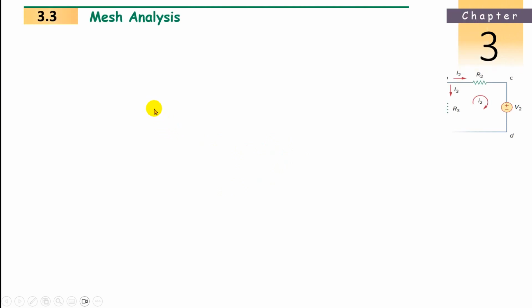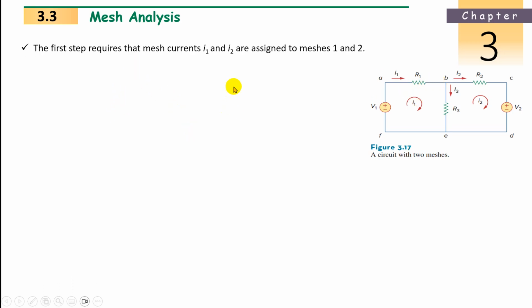Let's see one example. We are continuing with how to solve. Once you get the mesh equations, you have to solve them to get the currents. So the first step requires that mesh currents I1, I2 are assigned to mesh 1 and 2. Capital I1 is the current in the resistance R1, capital I2 is the current in the resistance R2, and capital I3 is the current in the resistance R3.